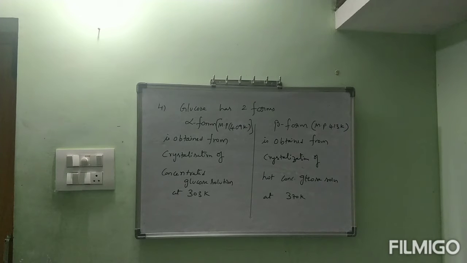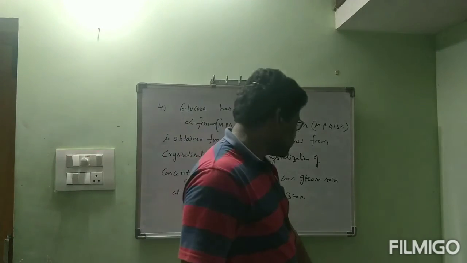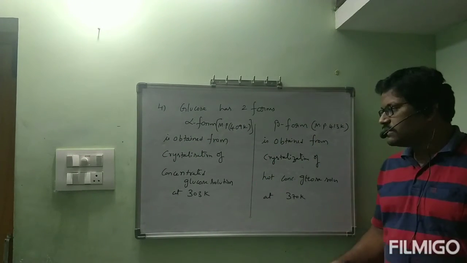Fourth one, glucose has two forms, the alpha form and the beta form. Alpha form has a melting point of 409 Kelvin, beta form has a melting point of 413 Kelvin. Alpha form is obtained from crystallization of concentrated glucose solution at 303 Kelvin. Beta form is obtained from crystallization of hot concentrated glucose solution at 370 Kelvin.